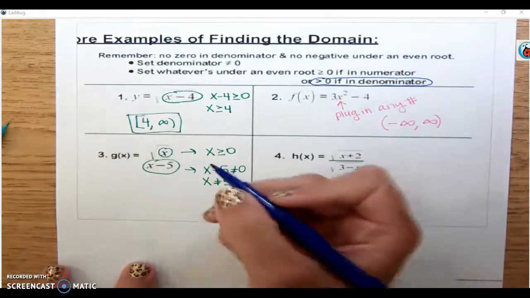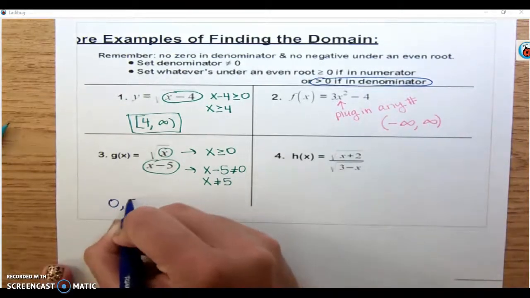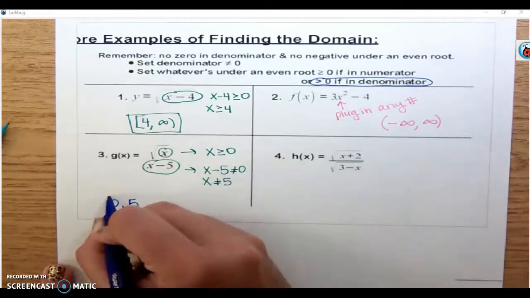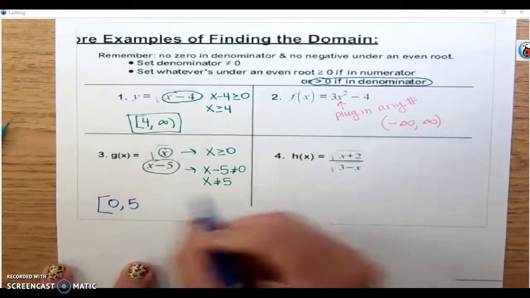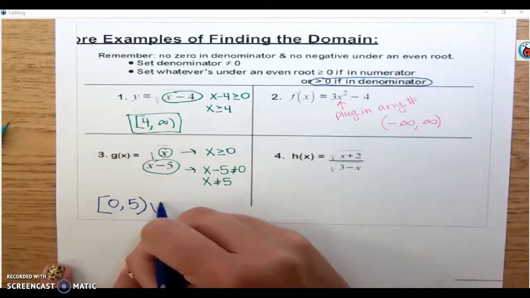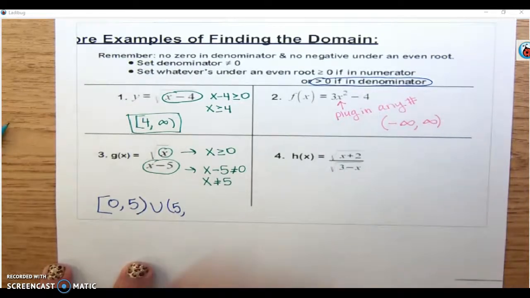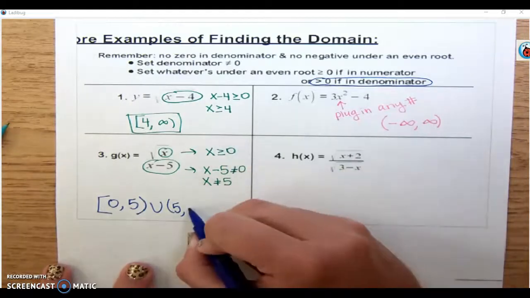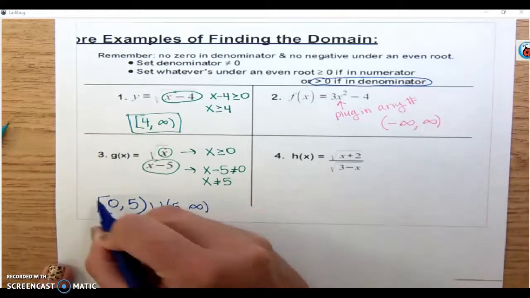So the smallest of the numbers is 0. So the first interval is going to be from 0 to 5. 0 is going to get a bracket because of the equal to. It can't be 5, so remember we notate that by parentheses, union, parentheses 5. That shows it can't be 5. And then because it says greater than, it can be any number bigger, so we're going to use infinity.